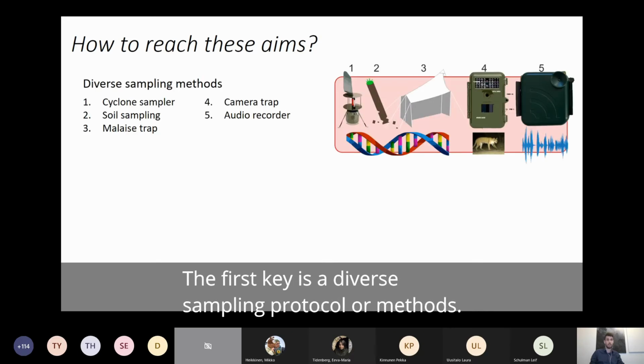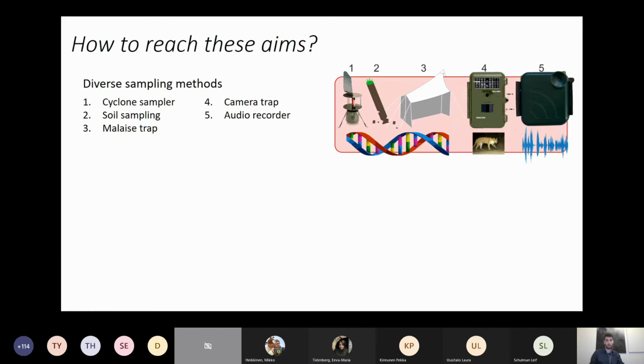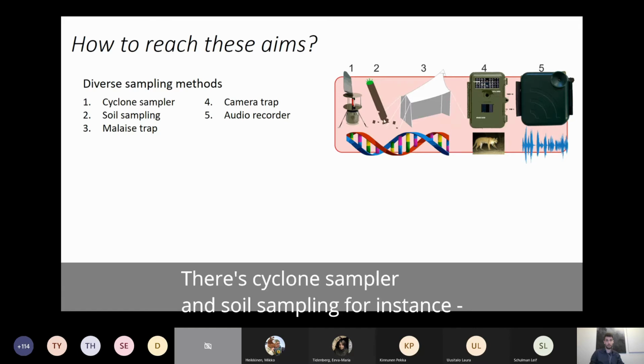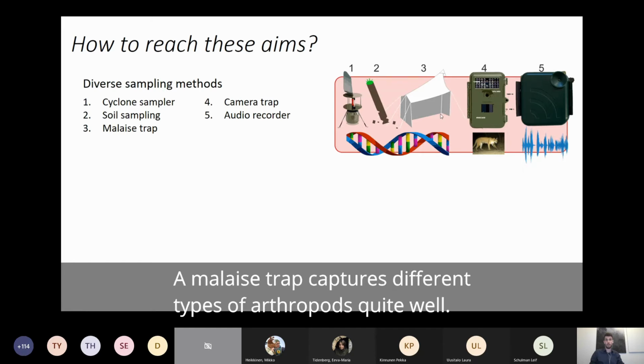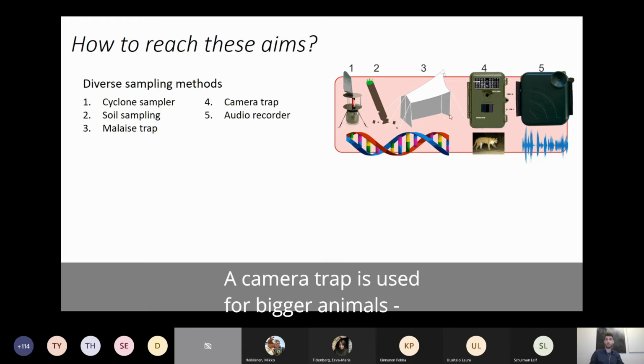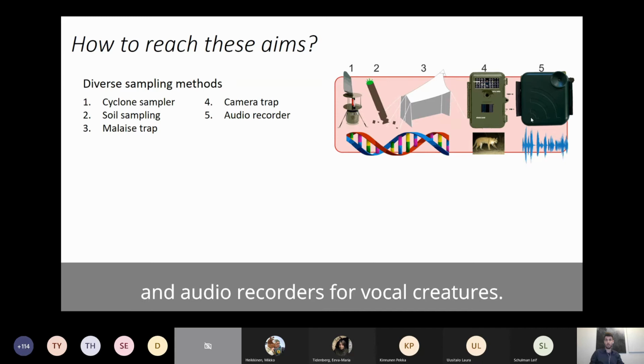The first key is a diverse sampling protocol or methods. There's a cyclone sampler and soil sampler, for instance, to capture the fungi community. The Malaise trap captures quite well different kinds of arthropods. Then camera traps are used for bigger animals, and then audio recorders for vocal creatures.